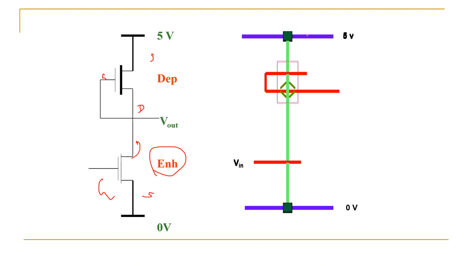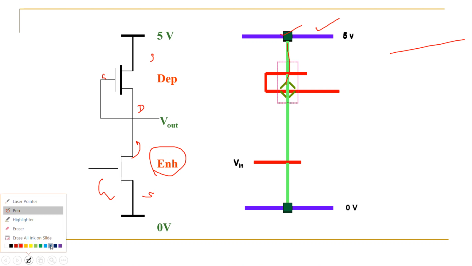Here we are using blue color for metal and black color for contact cuts. For P diffusion it should be yellow, so a mistake has been made here. This should be 5 volt, and this should be yellow for the P MOSFET. So I'll redraw it now.